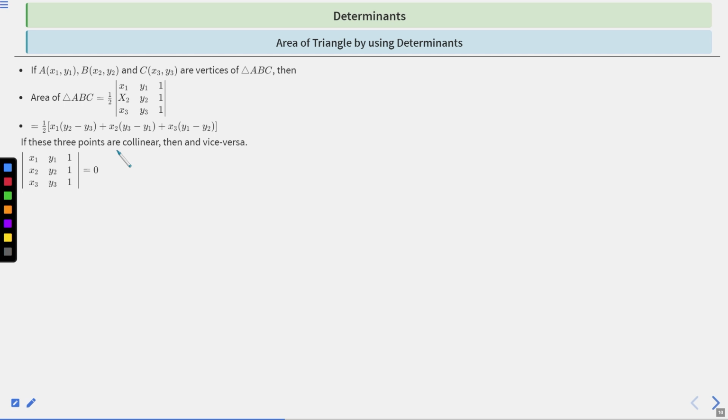Now let's calculate the area of a triangle by using a determinant. If A, B, and C are vertices of triangle ABC, then the area of triangle ABC can be calculated as 1 by 2 times the determinant with rows x1 y1 1, x2 y2 1, x3 y3 1. After solving this determinant, you will get the area, right? Now, if these points are collinear, the determinant value is 0, because if the points are collinear, the area will be 0, right? And if the determinant value is 0, then we can say that the points are collinear. The vice versa is also correct.